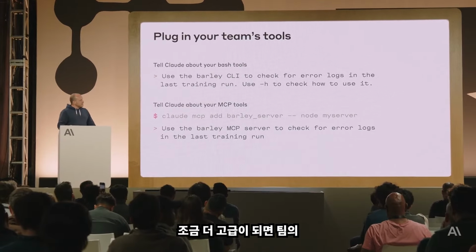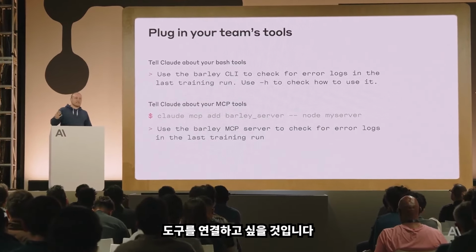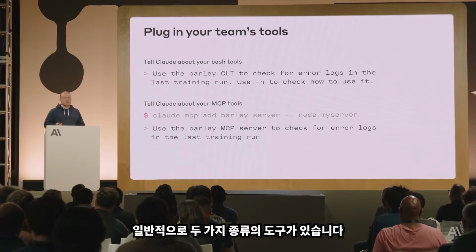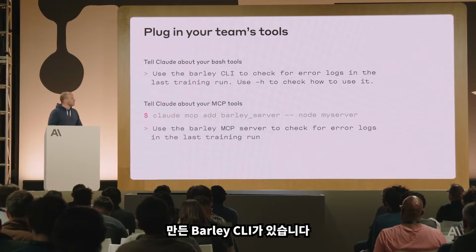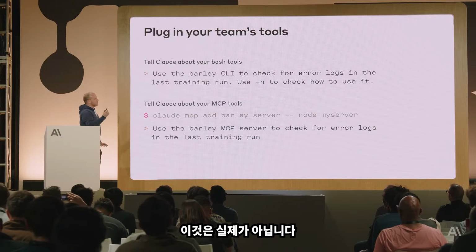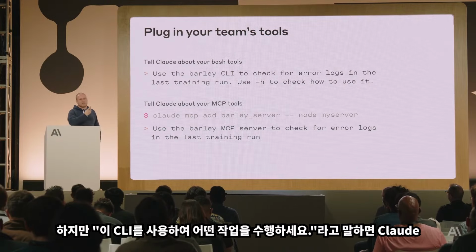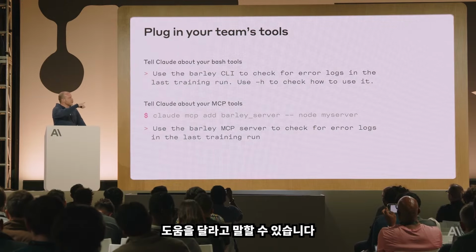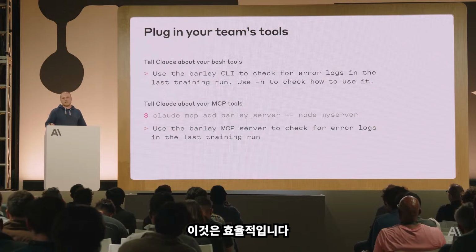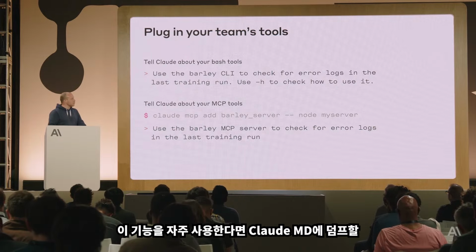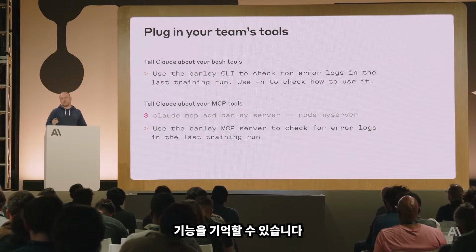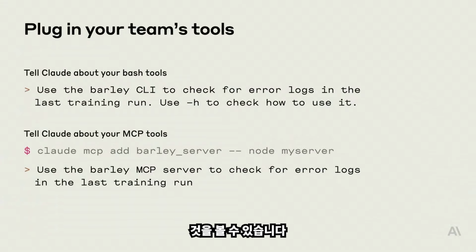As you get a little bit more advanced, you're going to want to start to plug in your team's tools. This is where Claude Code starts to really shine. There's generally two kinds of tools. One is bash tools. An example of this, I just made up this Barley CLI. This isn't a real thing. But you can say, use this CLI to do something, and you can tell Claude Code about this. You can tell it to use, for example, --help to figure out how to use it. And this is efficient. If you find yourself using it a lot, you can also dump this into your CLAUDE.md, which we'll talk about in a bit, so Claude can remember this across sessions. This is a common pattern we follow at Anthropic, and we see external customers use too.